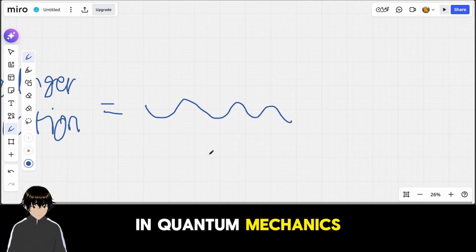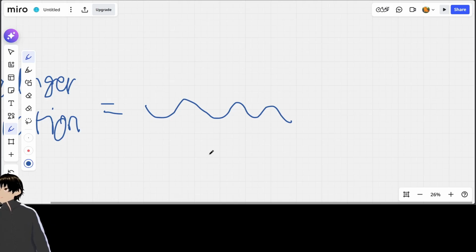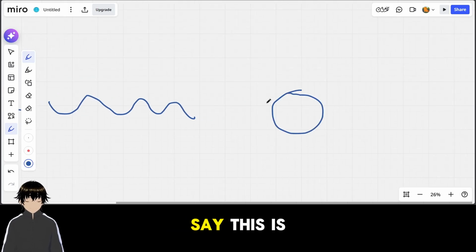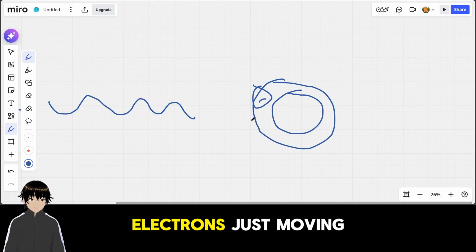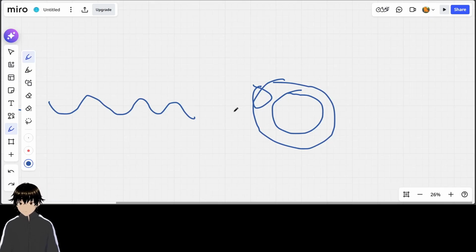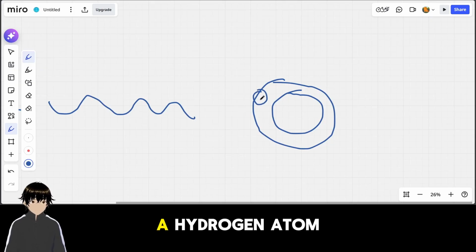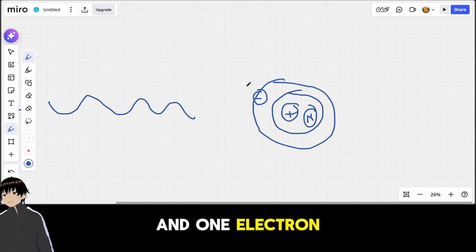So in quantum mechanics, basically in the wider field of quantum physics, if you have, let's say, an atom, any kind of atom, and you have electrons moving around it, let's use a hydrogen atom, for example. One proton, one neutron, and one electron.